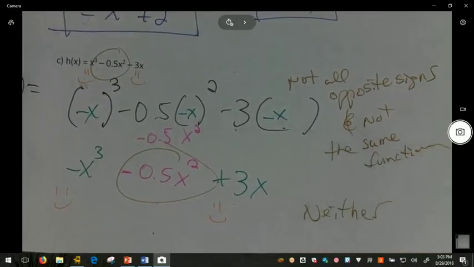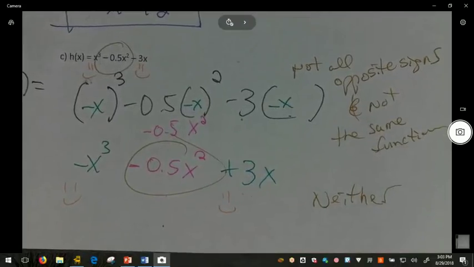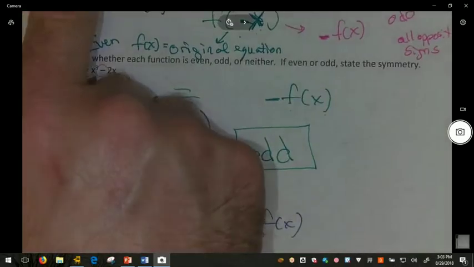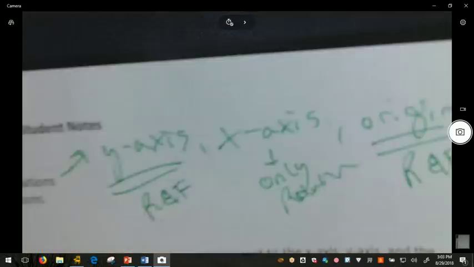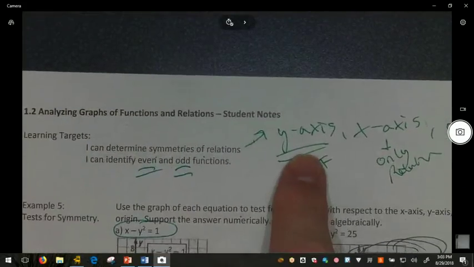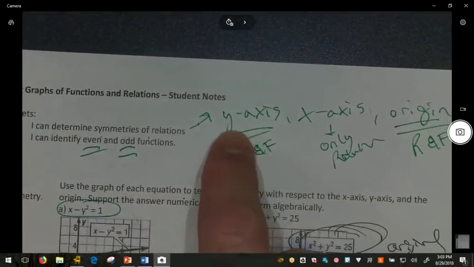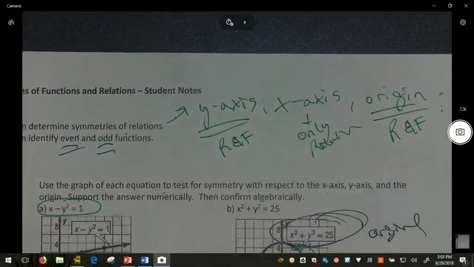This concludes the summary of the differences between even and odd functions, which are something you explored today in class, and how to determine whether a relation or function has y-axis, x-axis, or symmetry with the origin.